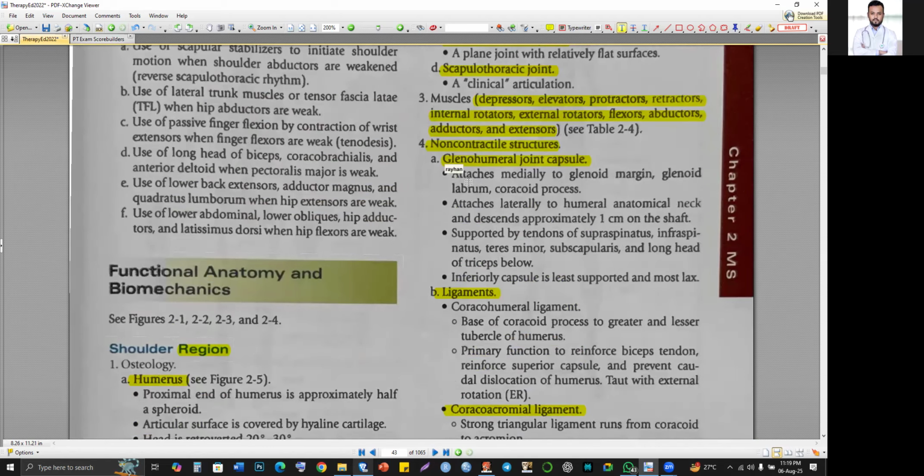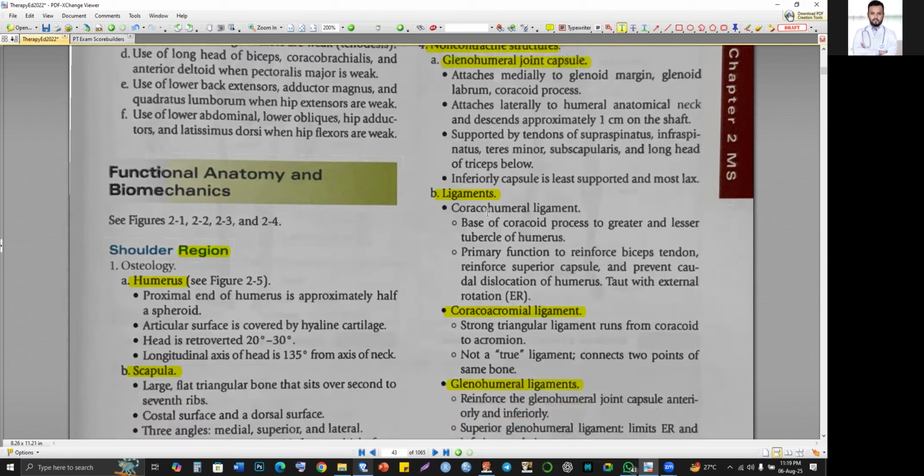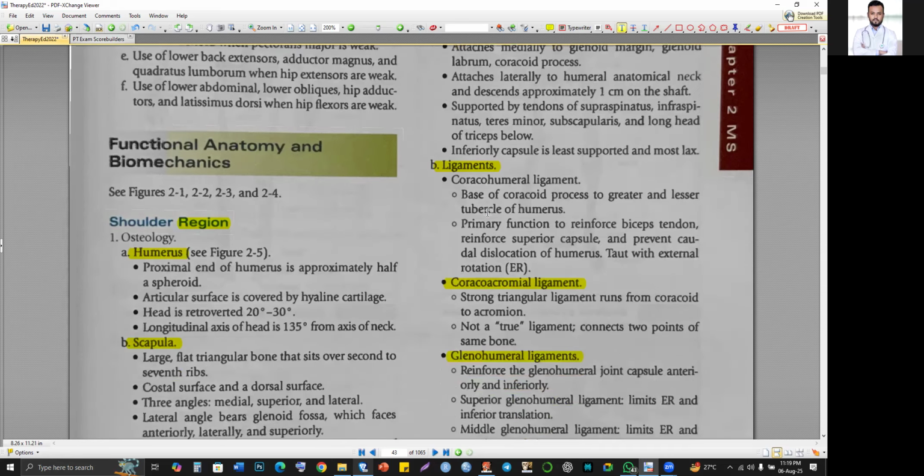Under the non-contractile structures, first the glenohumeral joint capsule. They say the capsule attaches medially to the glenoid margin, glenoid labrum, and coracoid process, and attaches laterally to the humeral anatomical neck, descending approximately 1 centimeter down the shaft. It is supported by the tendons of supraspinatus, infraspinatus, teres minor, subscapularis, and the long head of triceps below. Inferiorly, the capsule is least supported and most lax.